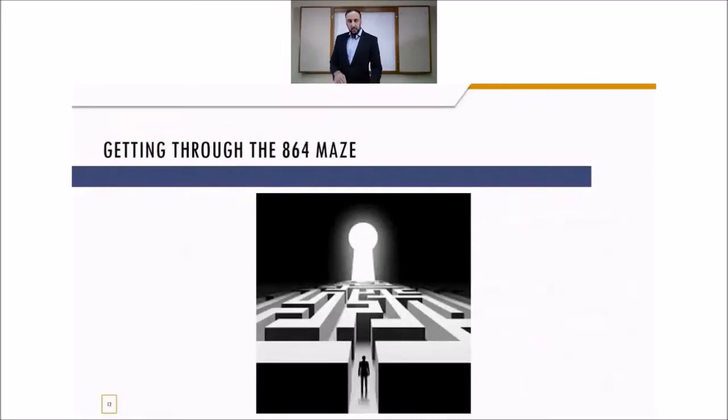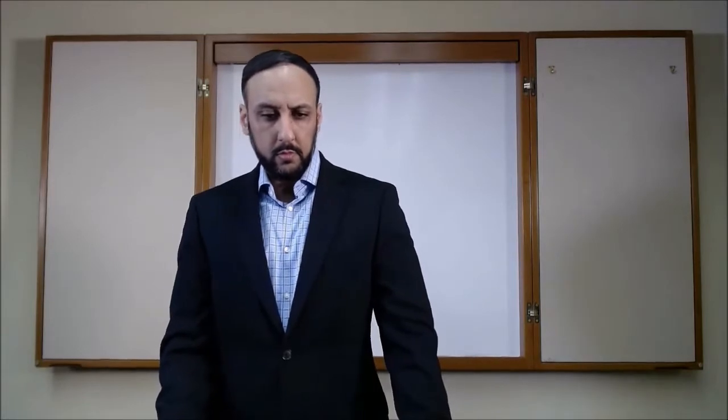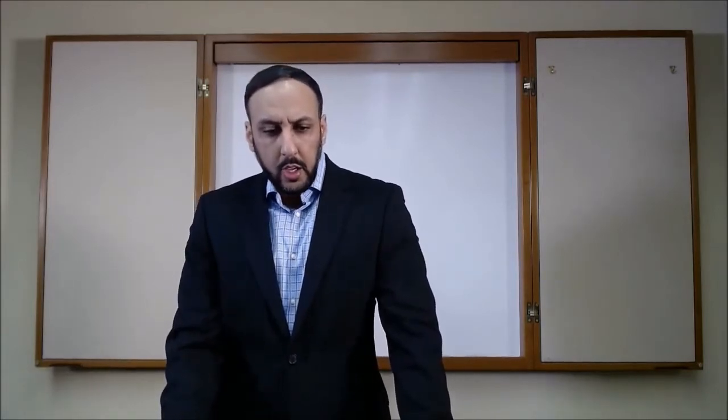All right, the 864. I put up this picture of a maze because essentially that's what it is. We have a certain way of doing our 864s, which is, oh, it looks like we have a question. Yeah, Jess, we have a follow-up question. Vanessa would like to know, how would the government find out if the sponsor is not meeting their obligation in the first place?